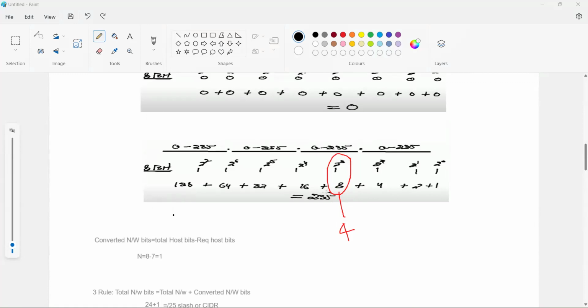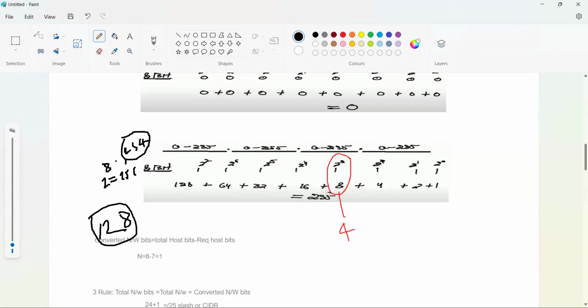Your requirement is 128 hosts, right? Then you have 2 to the power of 8 bits, and the answer is 256. Here minus 2, then how much will you get? 254. There you can utilize it.